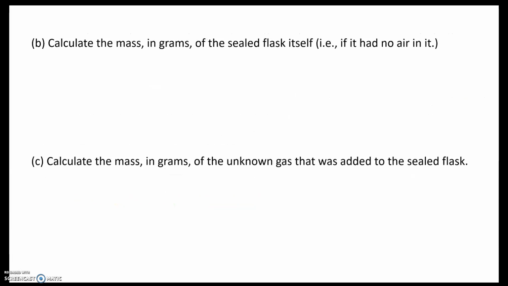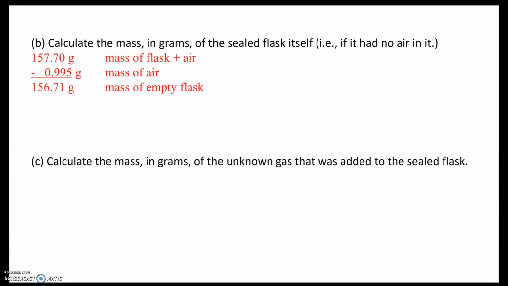All right, part B, calculate the mass in grams of the sealed flask itself, i.e. if it had no air in it. So we go back to the table and we see that the mass of the sealed flask and the dry air is 157.7 grams. And we subtract from that the air that we calculated in part A, and we get the mass of the empty flask, 156.71. Now, if this seems trivial or easy, the free response questions are structured to lead you down the road to tell you how to calculate all the things they want you to do.